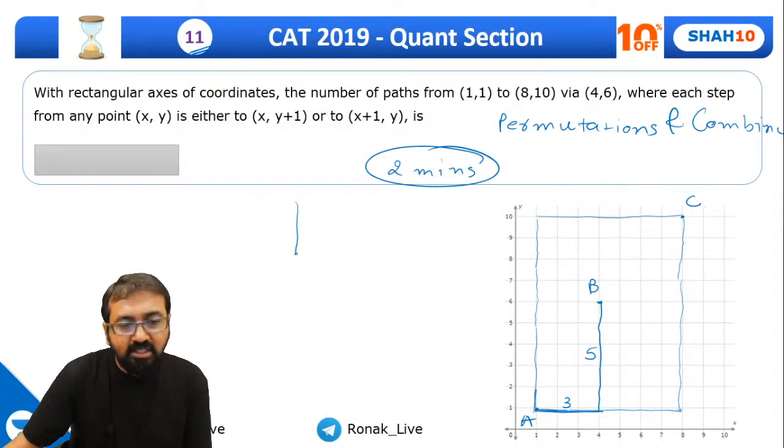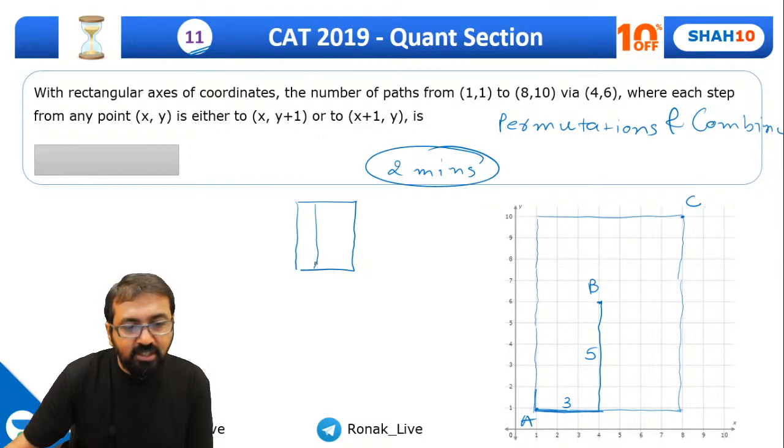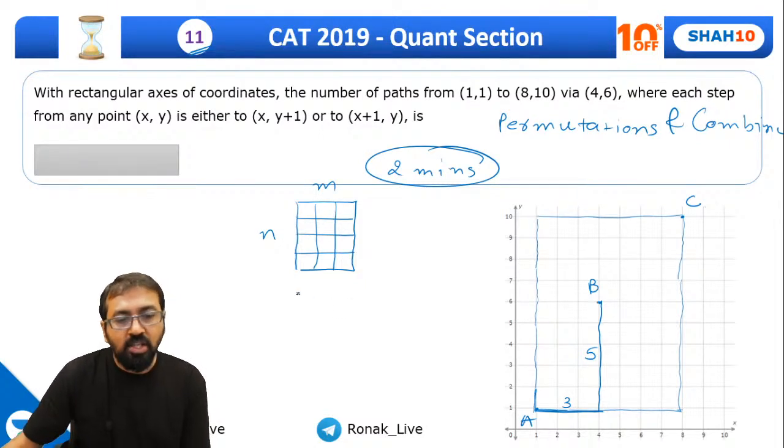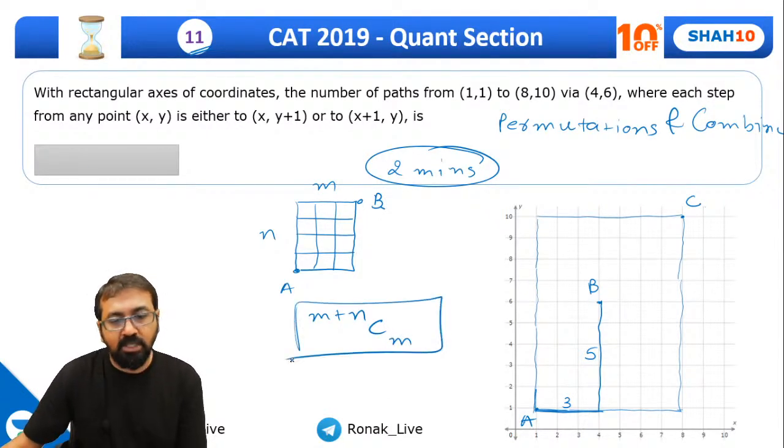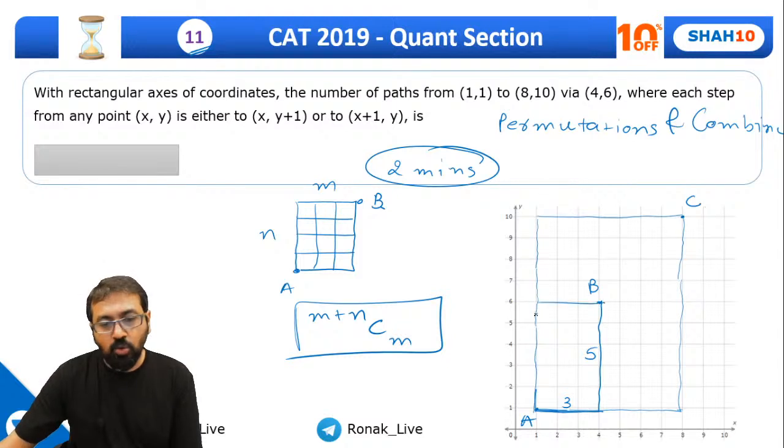Now if you remember that grid question of permutation combination, let me show you once again. If there is a grid of m by n, where there are m columns and n rows, the number of ways to go from A to B is always (m+n) C m. This is the formula. So in how many ways can I go from A to B? 5 plus 3, 8 C 3 ways.